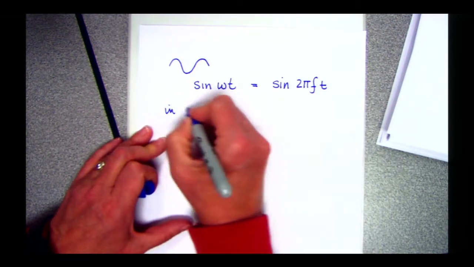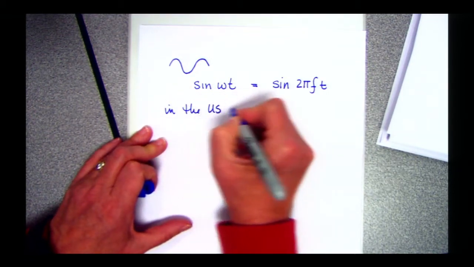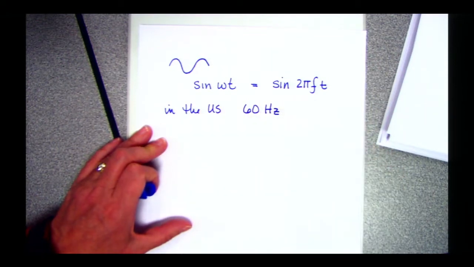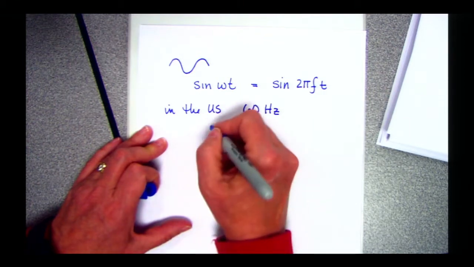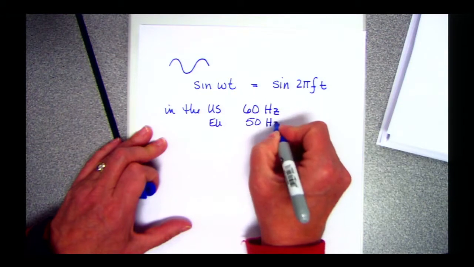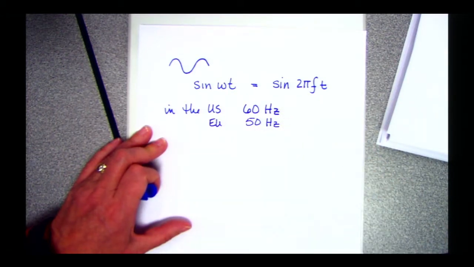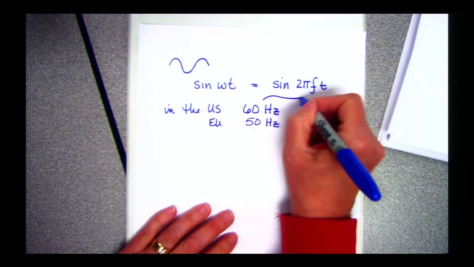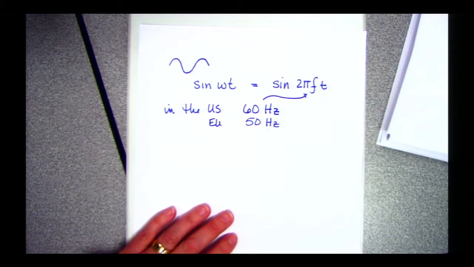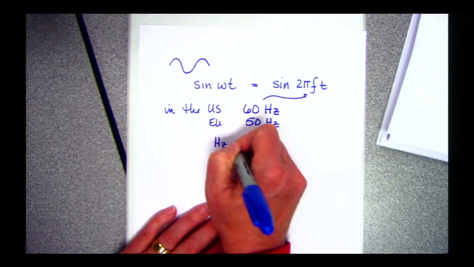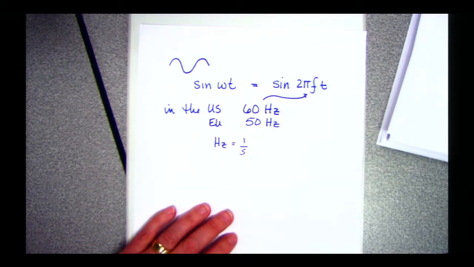Now, in the US, most of us know that our cycles on our AC circuits are 60 hertz. In the EU and other countries, their cycles are different, which is one of the reasons why you have to have an adapter for your equipment to make sure that it all works. And that's what this frequency is when we put it into our sine wave equation. And remember, a hertz is a 1 over second, since we haven't looked at it in a while.